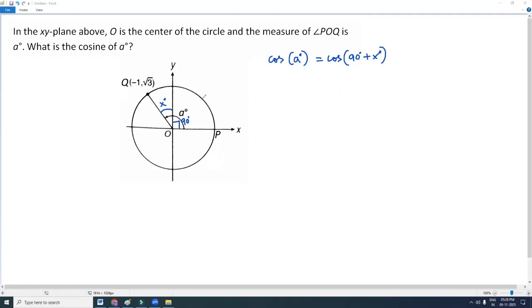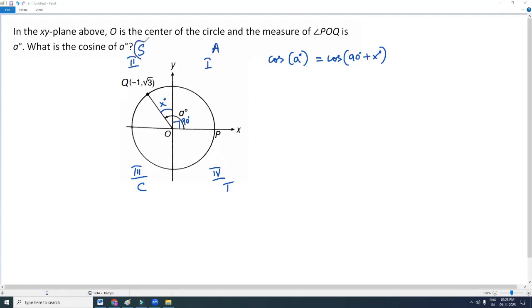Let's consider the four quadrants in the given figure. This is the first quadrant. Here we have the second one. Here we have the third one. Here we have the fourth one. And also consider the ASTC concept. That is, we have A for the first quadrant, S for the second one, C for the third one, and T for the fourth one. Here we have A for the first quadrant. That is, all six trigonometric ratios are positive in the first quadrant.